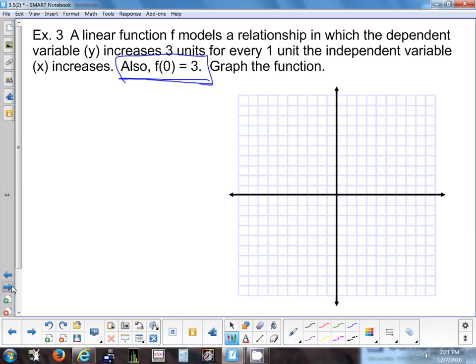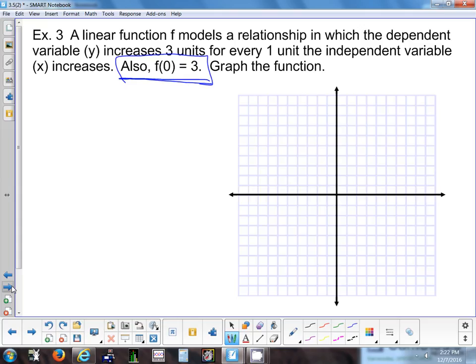Okay, so what they're saying here is a linear function. In other words, there's a formula for a line where the dependent variable increases by 3 for every 1 unit the independent variable increases. So when they say dependent, which variable is that? That's the slope. Well, x or y? The y, right? The dependent variable is the y.